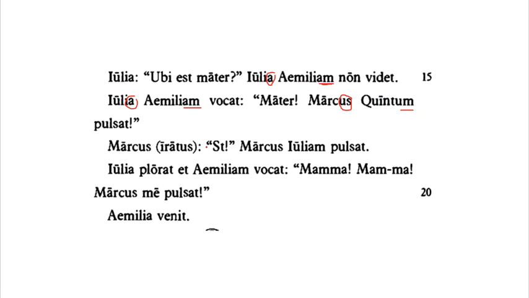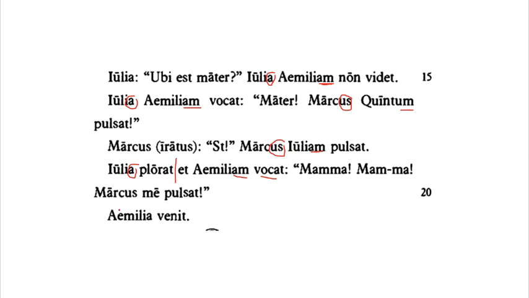Marcus iratus again, Marcus Juliam pulsat again. Here's your subject, Marcus Juliam pulsat. If this said Julia Marcum pulsat, you'd have a different sentence entirely. And then Julia plorat, notice that this is an intransitive verb. Julia plorat, she cries, right? And here you have a transitive verb, vocat, she calls Aemiliam, right? So nominative, she's your subject, Aemiliam, accusative, she's your direct object, right?